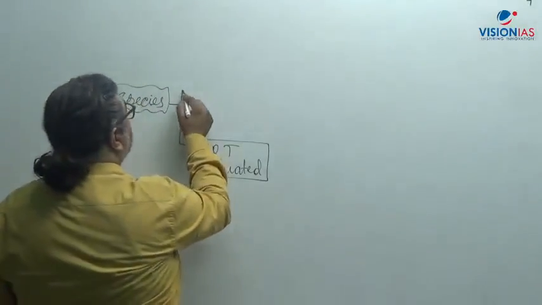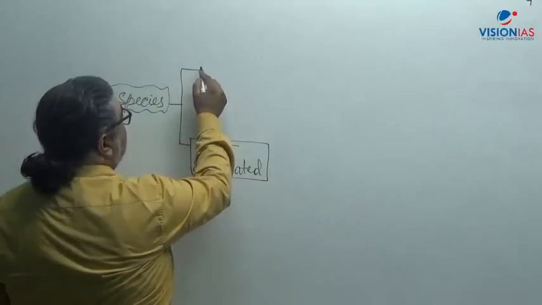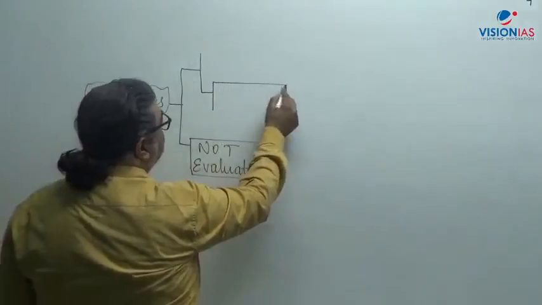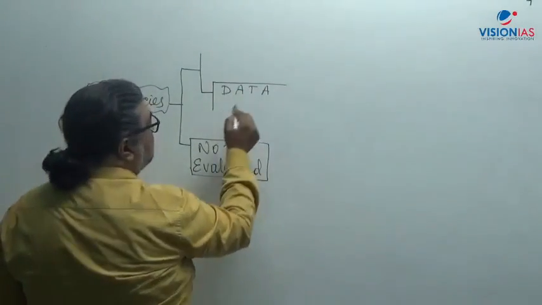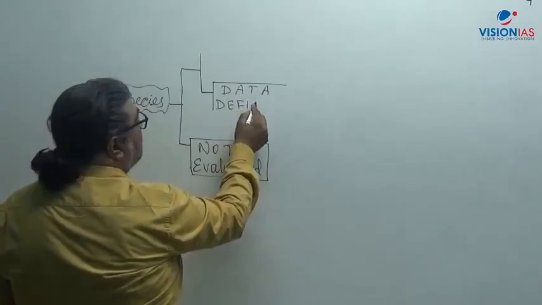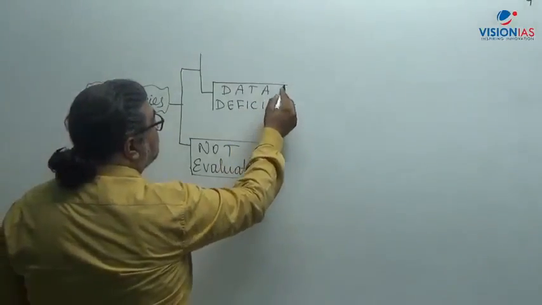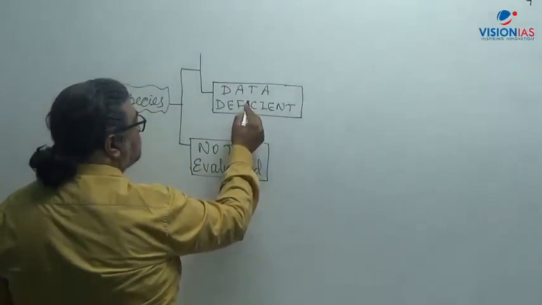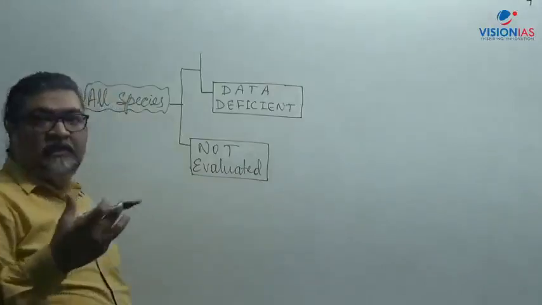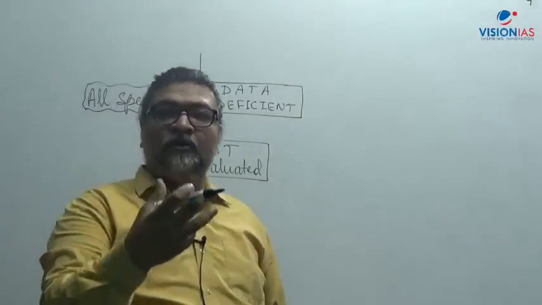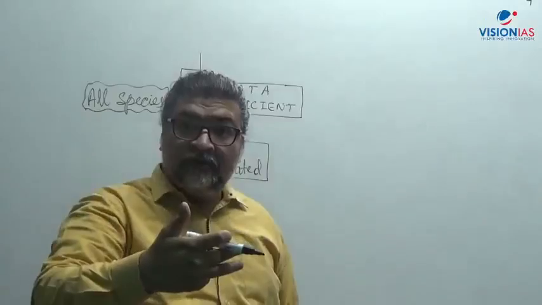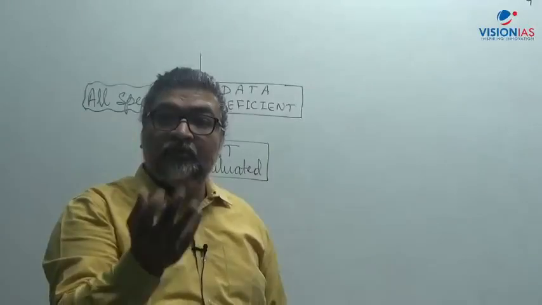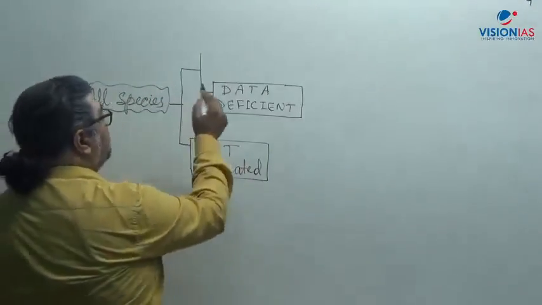Now let's say evaluation is done. If evaluation has been done, again two conditions will happen. Either there will be sufficient data, or there will not be sufficient data to classify the species into risk categories. So there will be data deficient. Either there will be sufficient data to support which risk group that animal and plant can be put into, or there will be insufficient data. So we can place it in data deficient. That is the next category that comes.